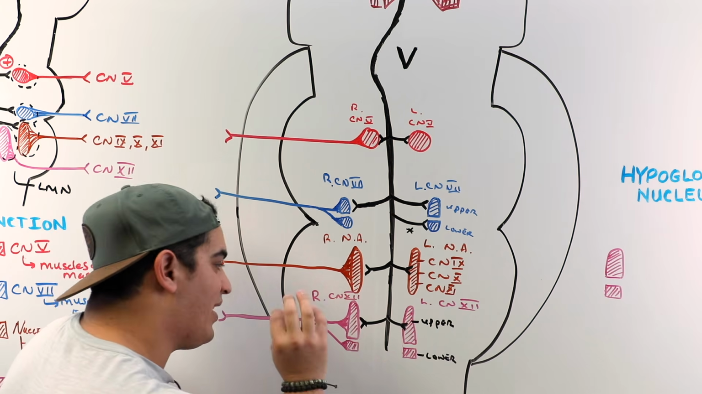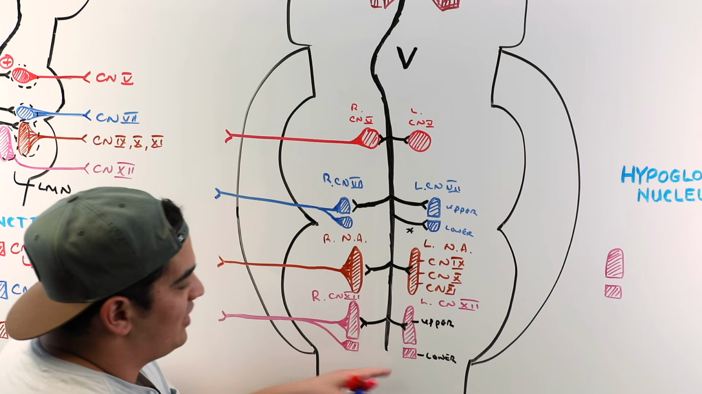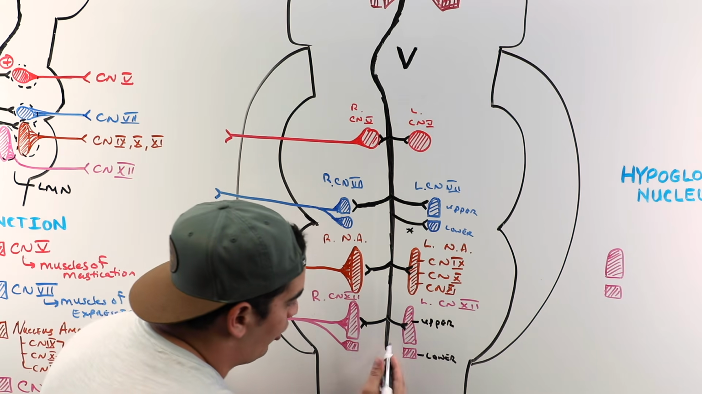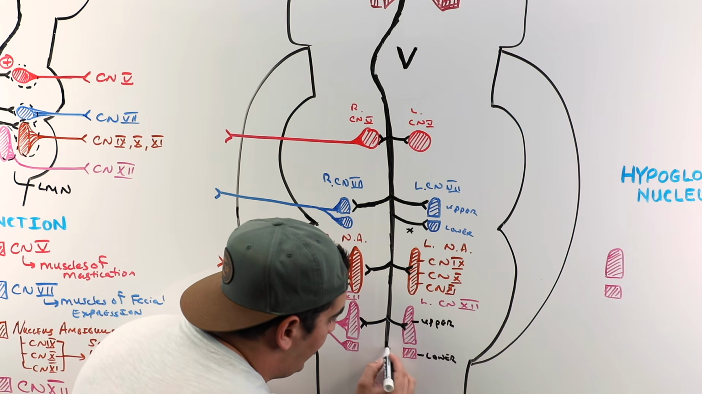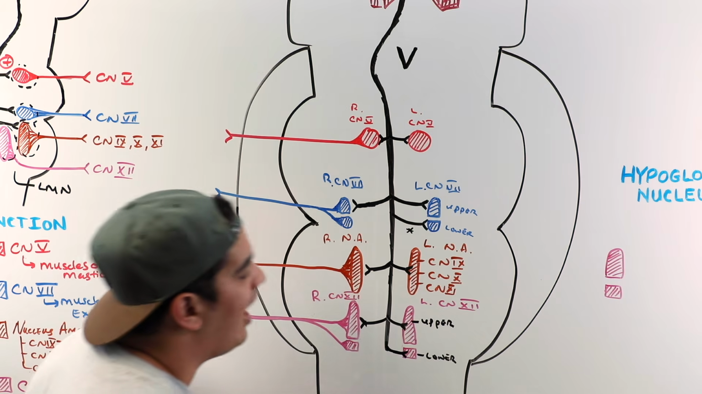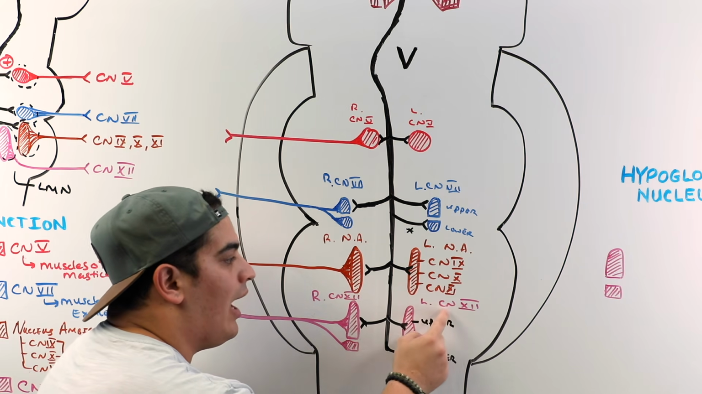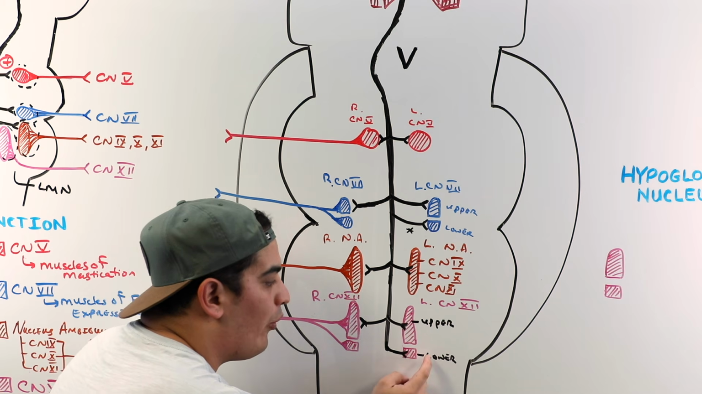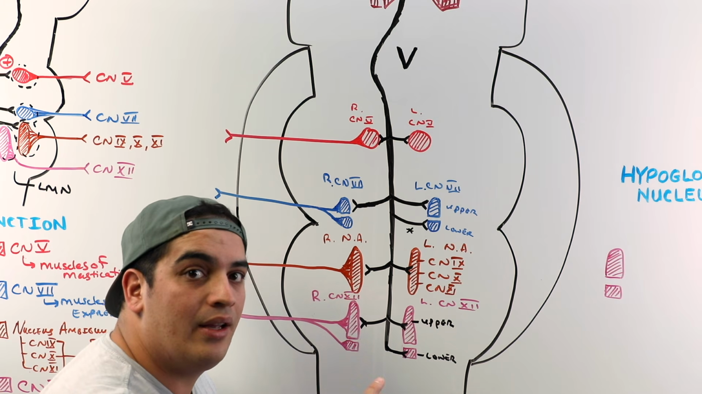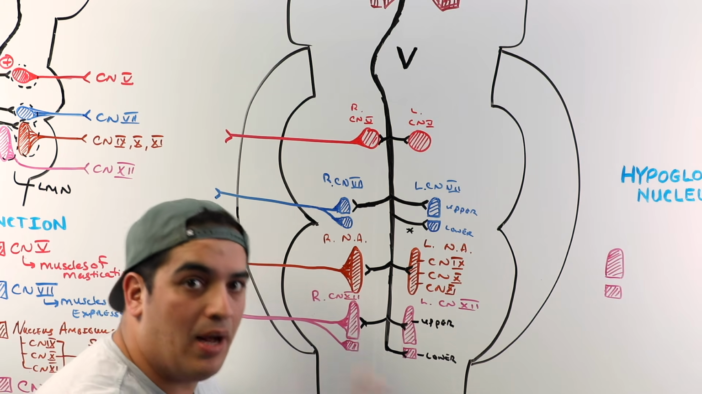Again, here's where it's a teensy bit complicated. We have this lower portion for the right corticobulbar tract. It's only going to give contralateral supply to the left hypoglossal nucleus, the lower portion only going to the genioglossus muscle.